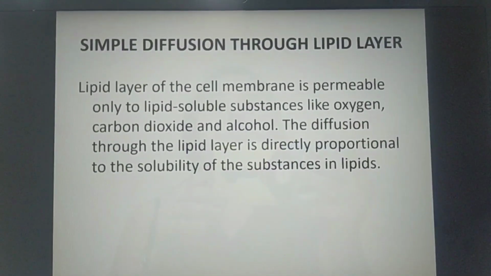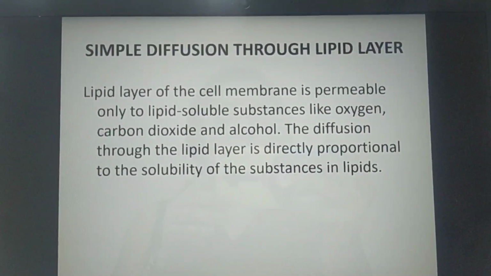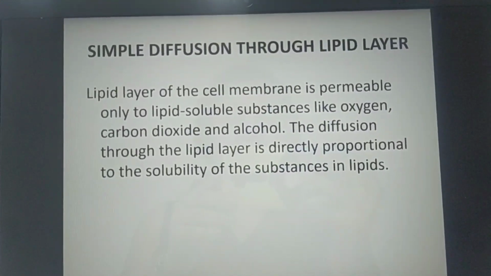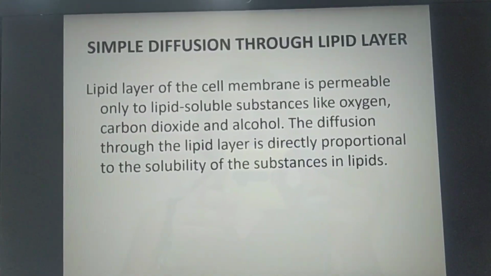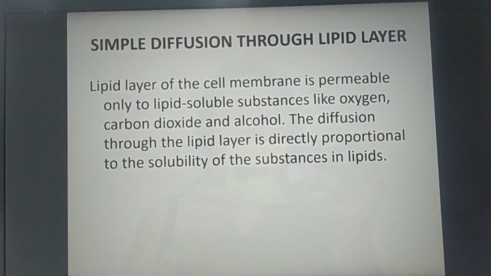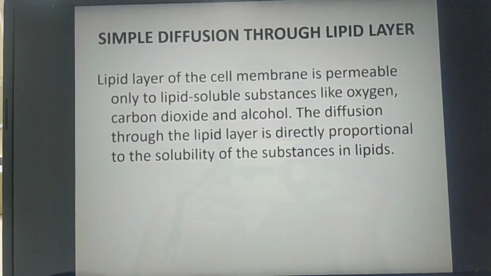First we'll talk about simple diffusion through the lipid layer. The lipid layer of the cell membrane is permeable only to lipid soluble substances, which are oxygen, carbon dioxide and alcohol. The diffusion through the lipid layer is directly proportional to the solubility of the substances in the lipids.